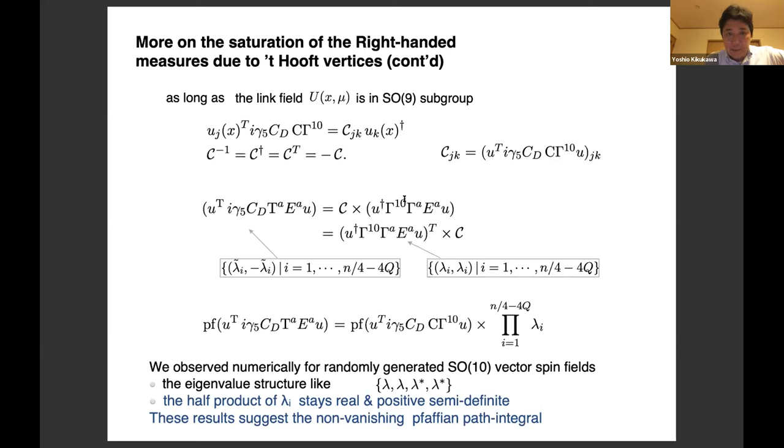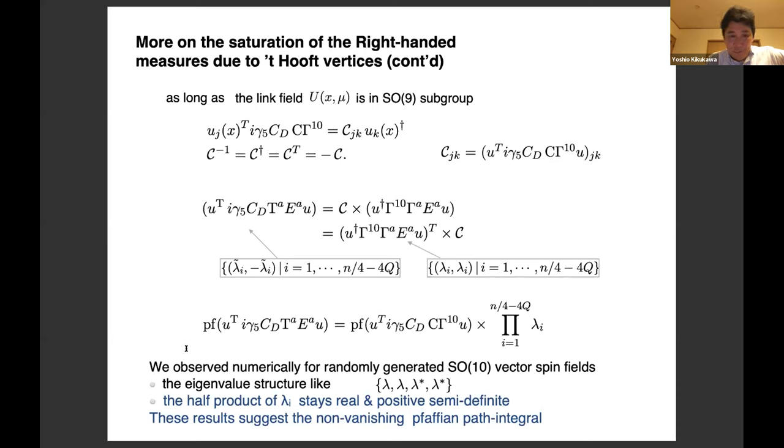So C acts like a charge conjugation matrix in this right-handed field space. The original matrix, since it is a complex antisymmetric matrix, has eigenvalues that come in pairs with opposite sign. But this matrix has degenerate eigenvalues. And the original Pfaffian of this matrix can be expressed by the Pfaffian of this constant matrix times the half product of the degenerate eigenvalues.